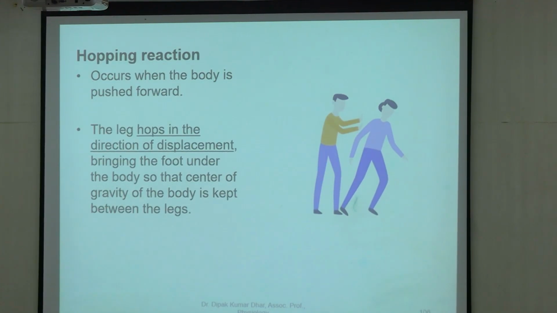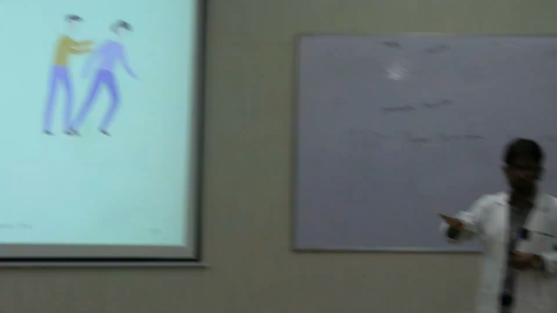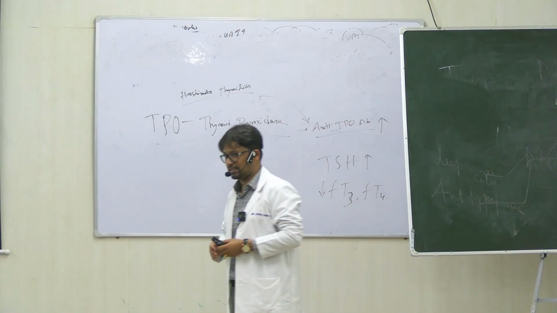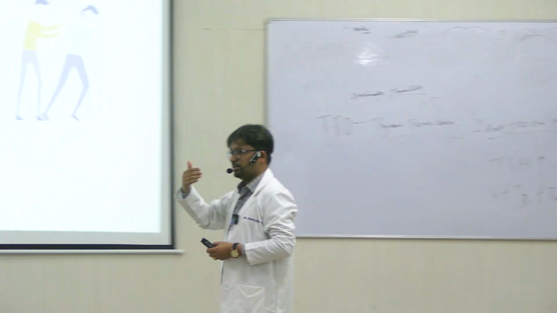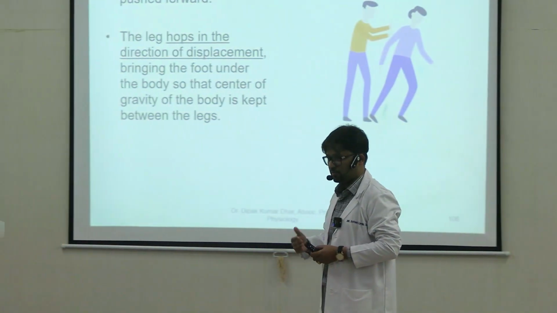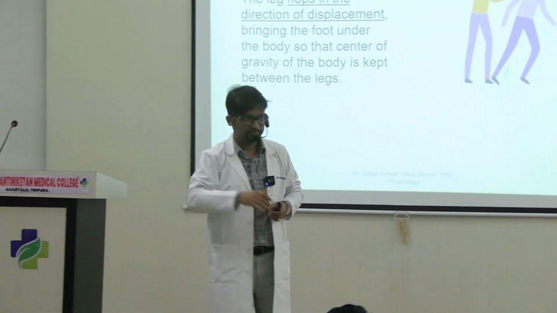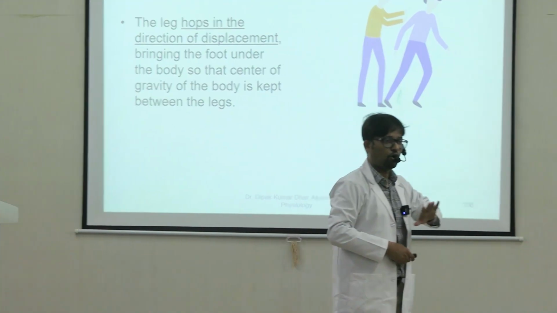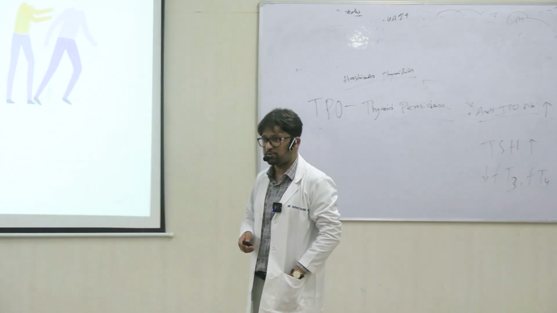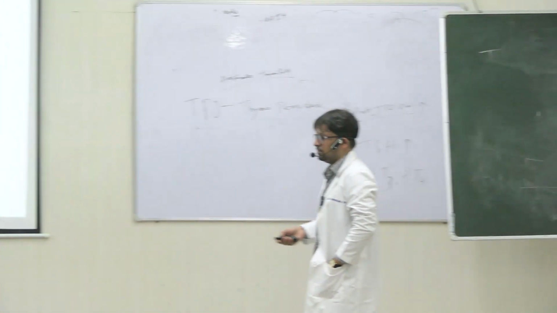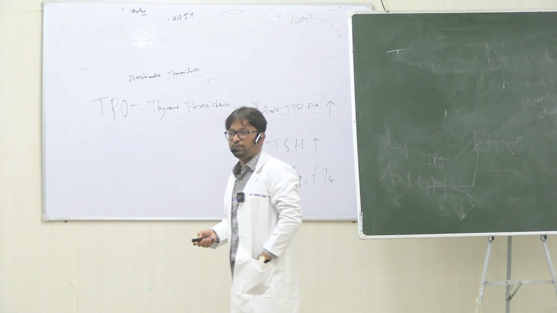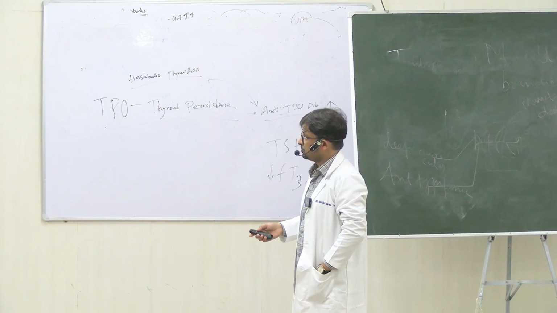So what does this particular movement do? It shifts the disturbed center of gravity in between the legs again. For us to maintain balance, the center of gravity should be in the line between the two legs. So whenever we get a push from behind, it is our instinct that the leg jumps or hops in the direction of the displacement so that the center of gravity is again brought between the legs. So this is called the hopping reaction, right?